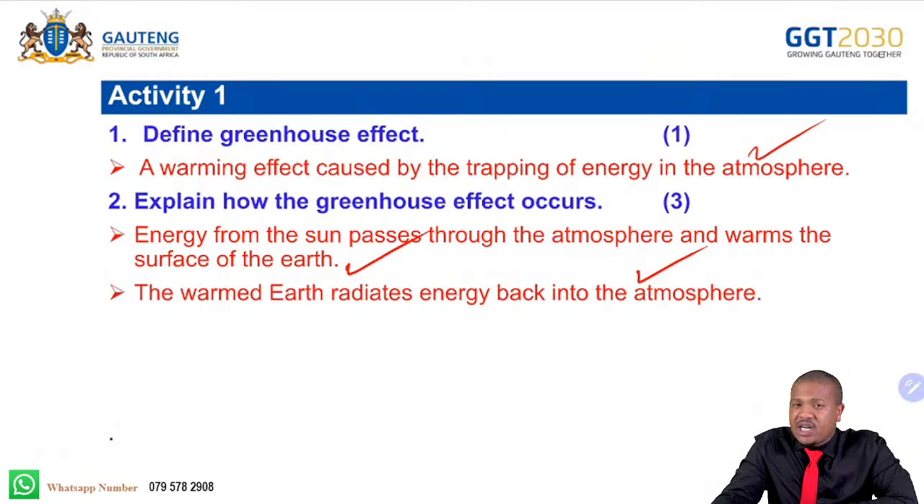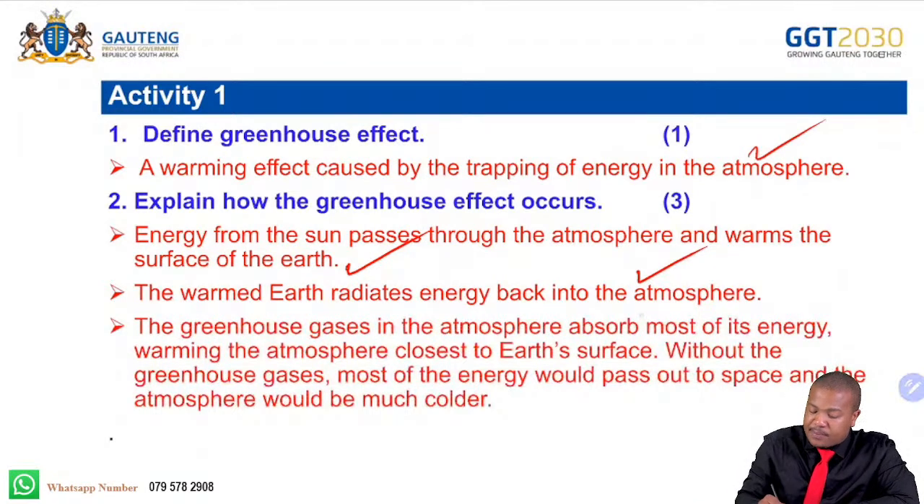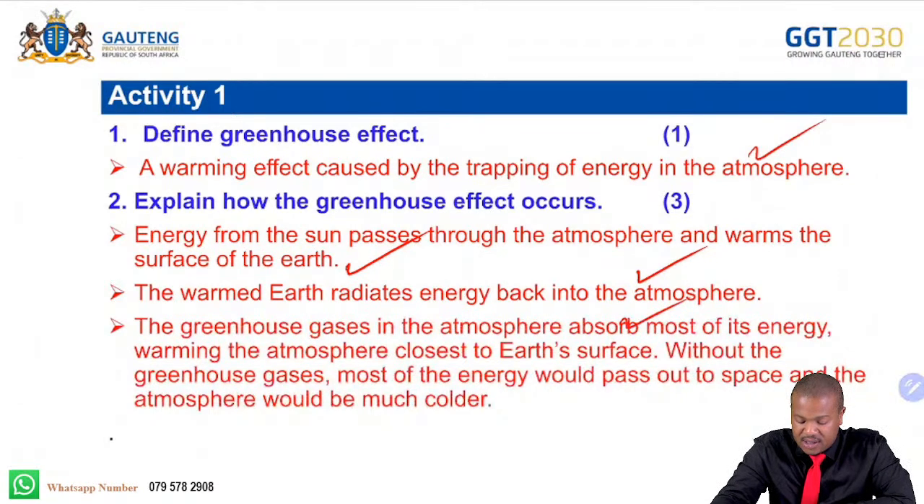As the energy is radiated back into the atmosphere now, what follows? The energy there reaches what? The greenhouse gases. The greenhouse gases in our atmosphere absorb most of the energy, warming the atmosphere closest to the Earth's surface. So meaning what? Without the greenhouse gases, most of the energy would pass out to space, and our Earth would be much colder.